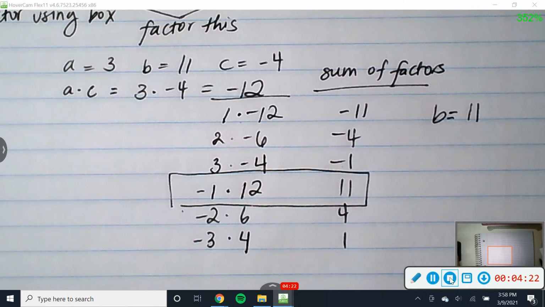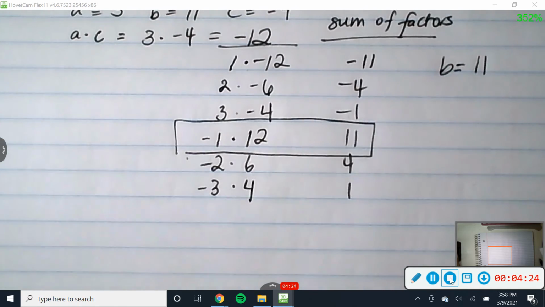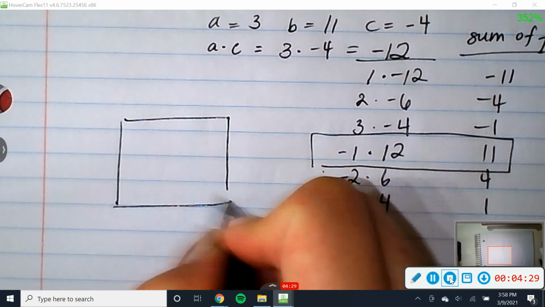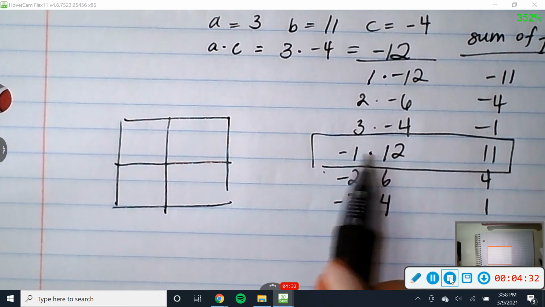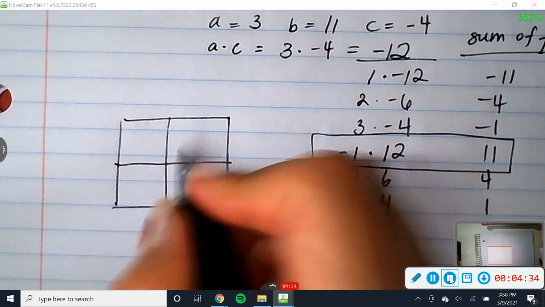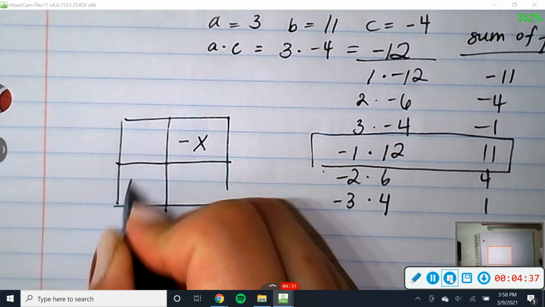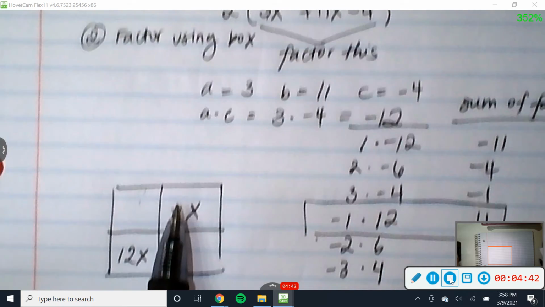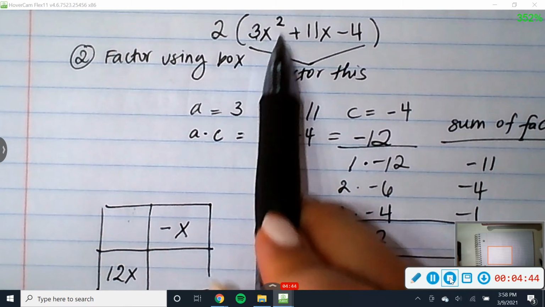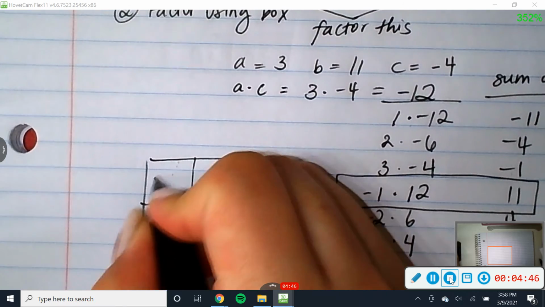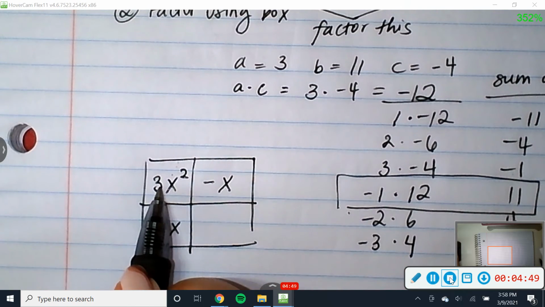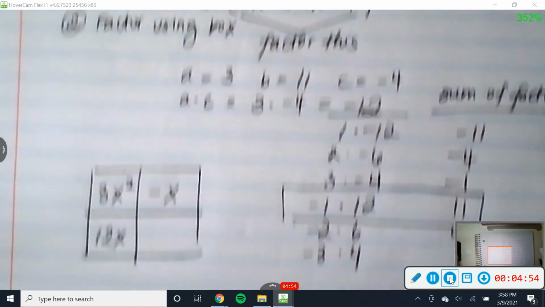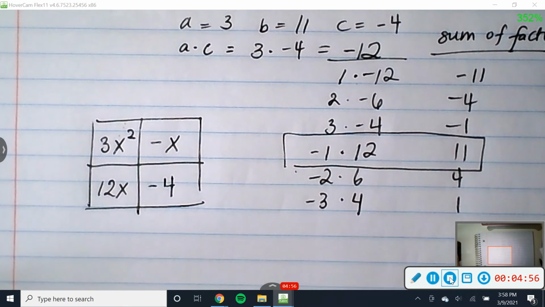So everything else is very similar to what we did with the box method. I'll draw my box over here. We want to put negative 1 and 12 in our two boxes, so negative 1x and positive 12x. Next, we put the first term. So remember, our first term was 3x squared. So 3x squared will go in the box. Make sure you include the number and the variable. Our last term, which is negative 4, will go in the bottom corner of our box.